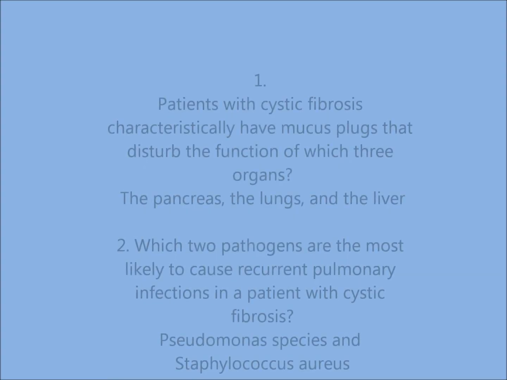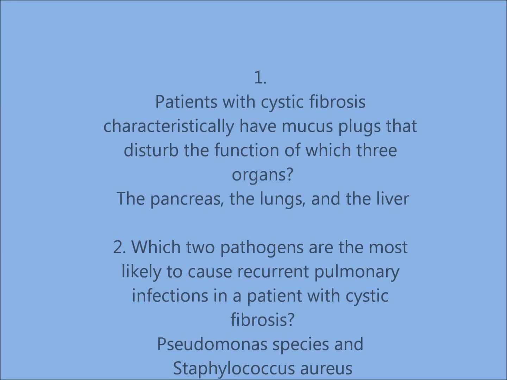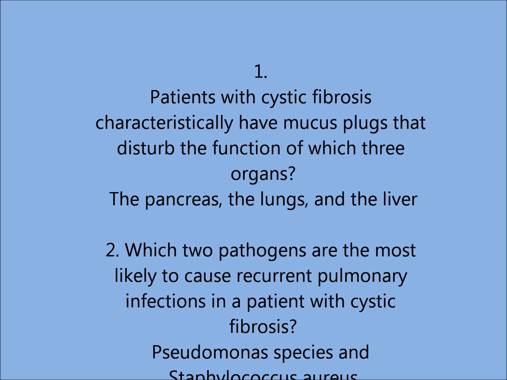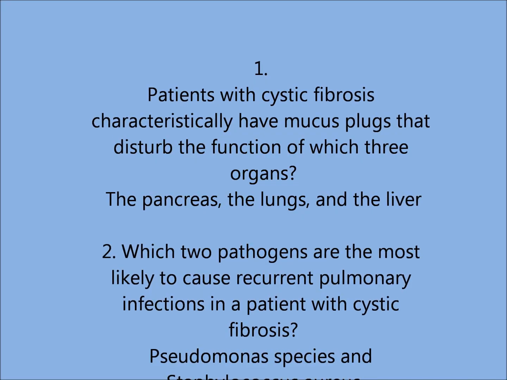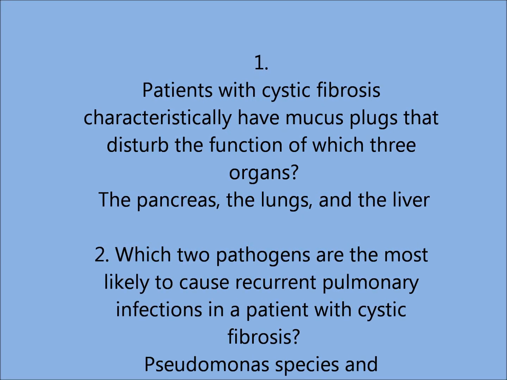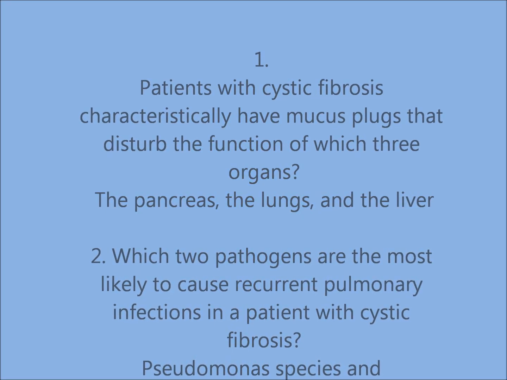Biochemistry-6. Patients with cystic fibrosis characteristically have mucus plugs that disturb the function of which three organs? The pancreas, the lungs, and the liver. Which two pathogens are the most likely to cause recurrent pulmonary infections in a patient with cystic fibrosis? Pseudomonas species and Staphylococcus aureus.